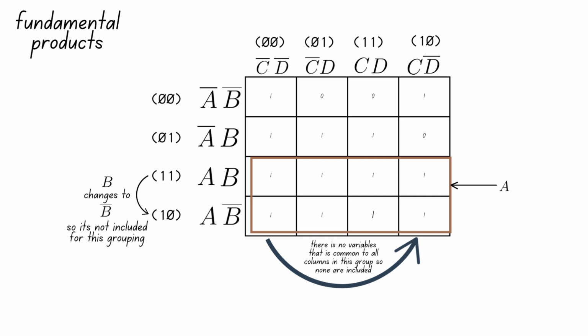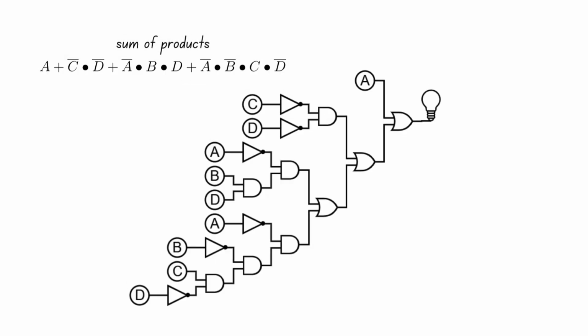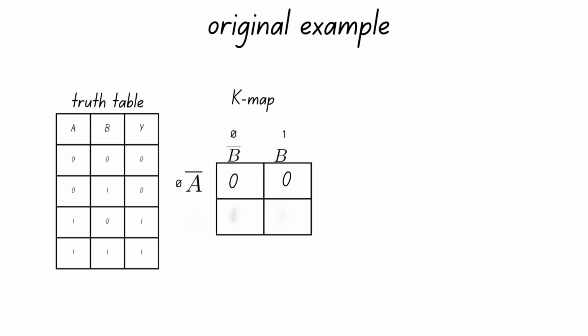Repeat this for all the groups in your K-map, and then add the fundamental products up to obtain what is known as a sum of products. This is what you can now use to draw your circuit. Dots represent AND gates, plus signs represent OR gates, and bars on top of letters represent NOT gates. Going back to our original example, we can see that our fundamental product is this, meaning that Y only depends on A, and no logic gate combinations are required.